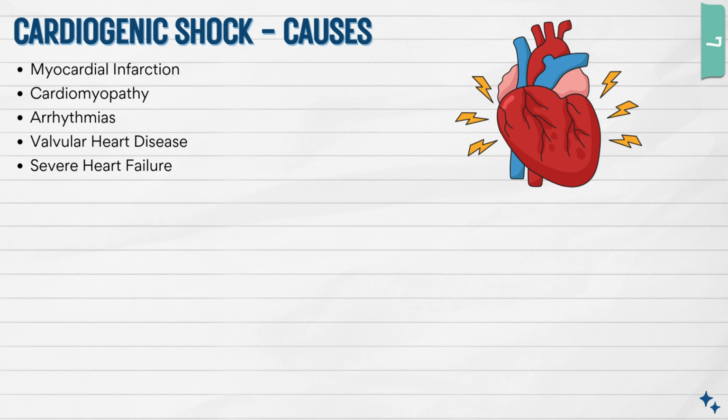So like VTach, VFib, those kind of things. Valvular heart diseases might impede the blood flow through the heart. Okay. That also can cause cardiogenic shock. And then lastly, severe heart failure.